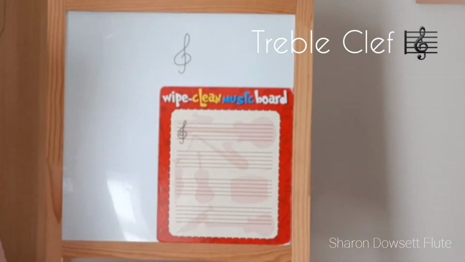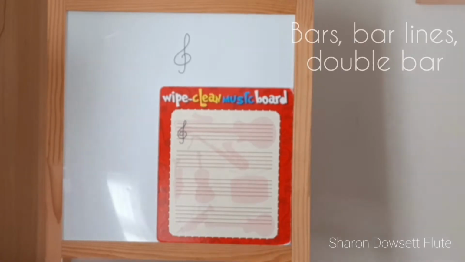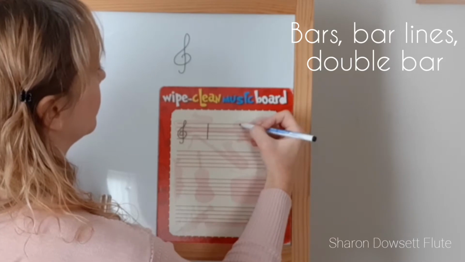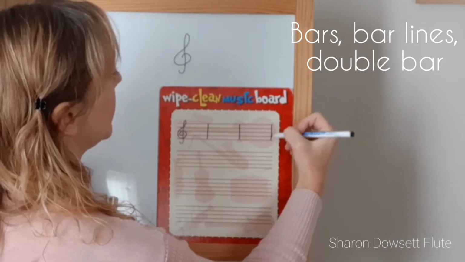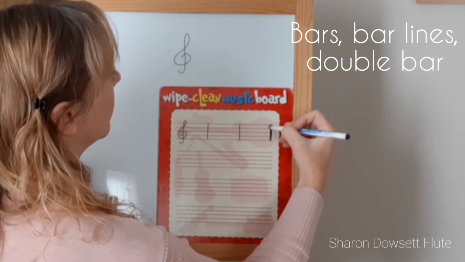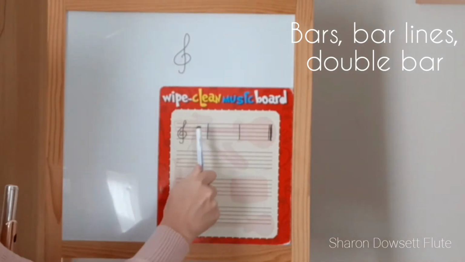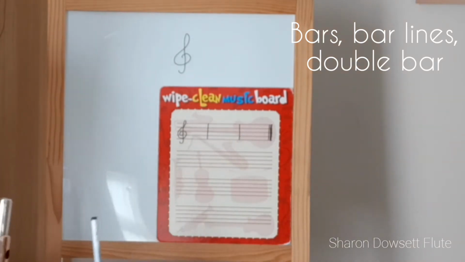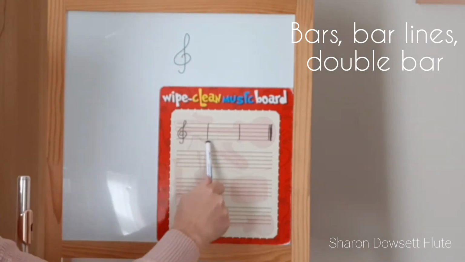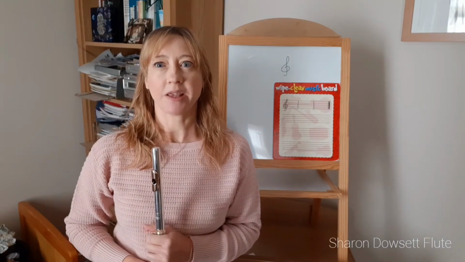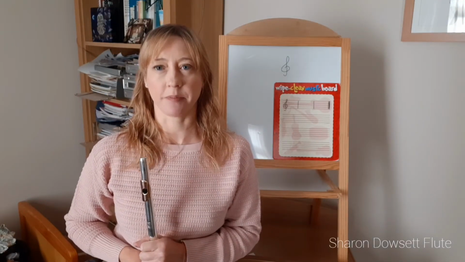This stave is separated into smaller chunks by lines that go down through, called bar lines. And at the end of a piece of music, there will be 2 lines, a thick line and a thin line, that's called a double bar. So these are the bars, and these are the bar lines. What the bars do is separate the music into smaller chunks of time.